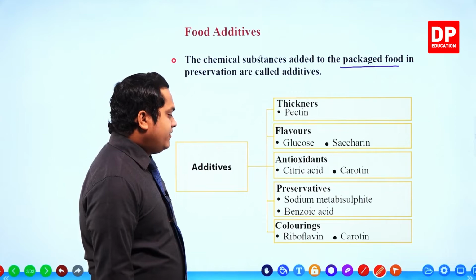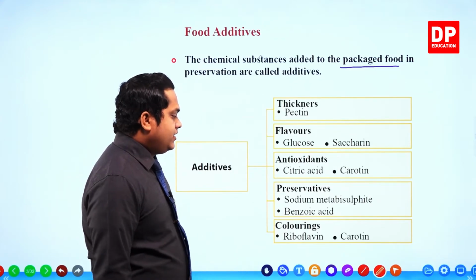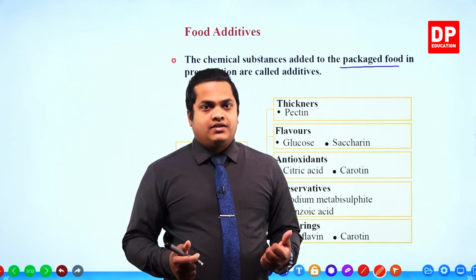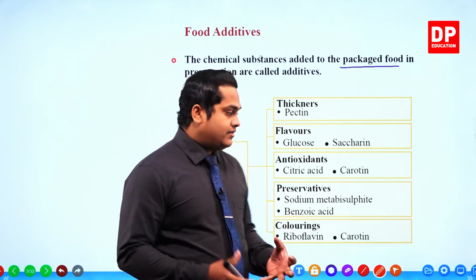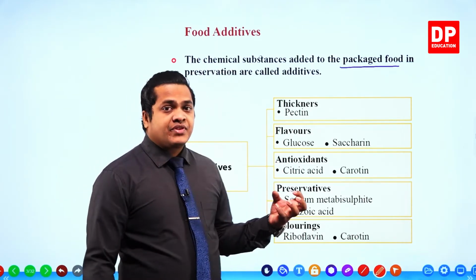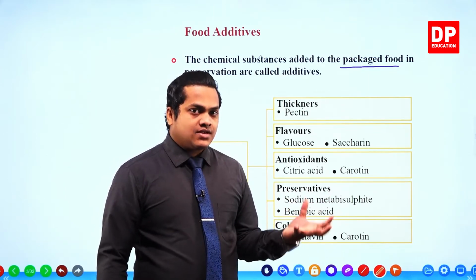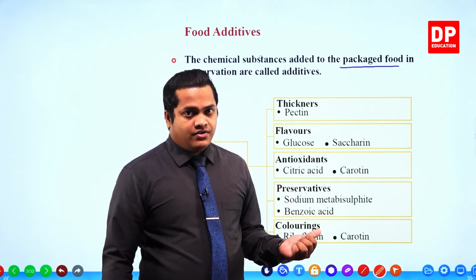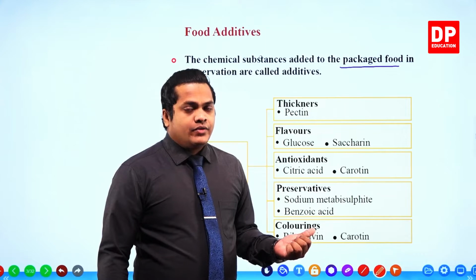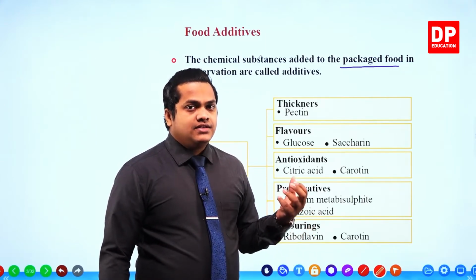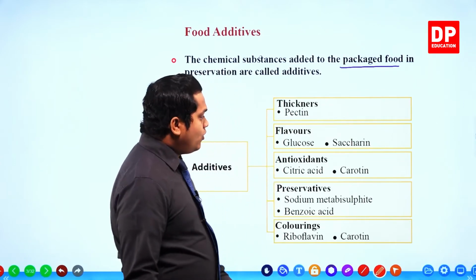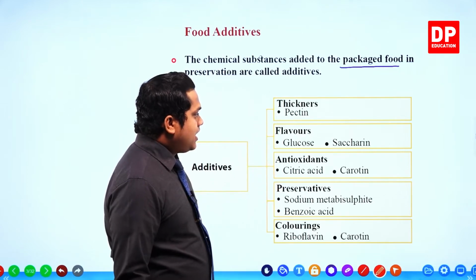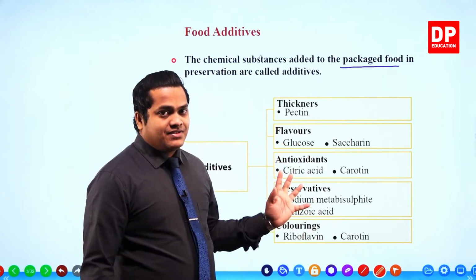Riboflavin and carotene. Once again, what do you mean by a coloring? Riboflavin and carotene are called colorings. We add colorings to enhance the color, to show a good look, or to enhance the appearance of the food. So, my dear children, all of these contents are considered as additives.